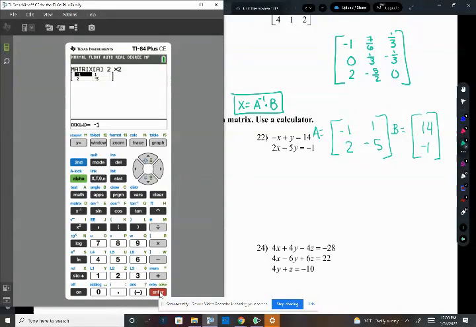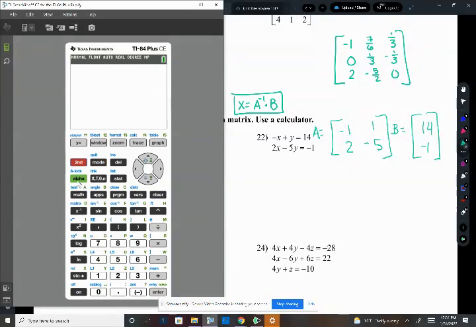All right, so we've got our values in. We're going to go to our second matrix. So second x negative 1, go over to edit. We're going to go down to matrix B, which we're good, still a 2 by 1. Put in our values, which are 14, enter, negative 1. We're going to get out of there.